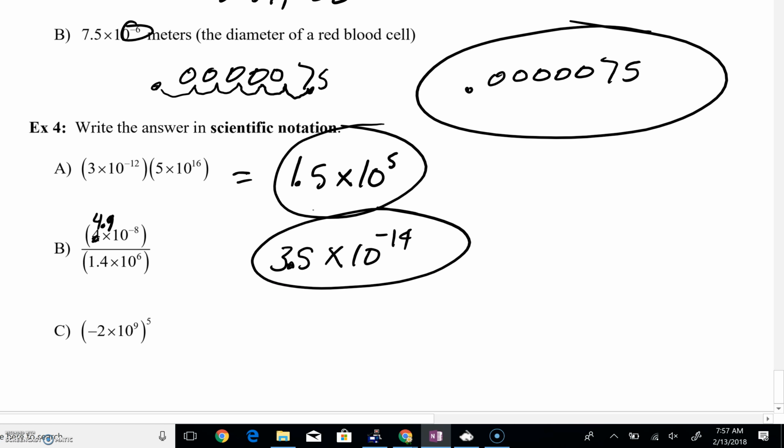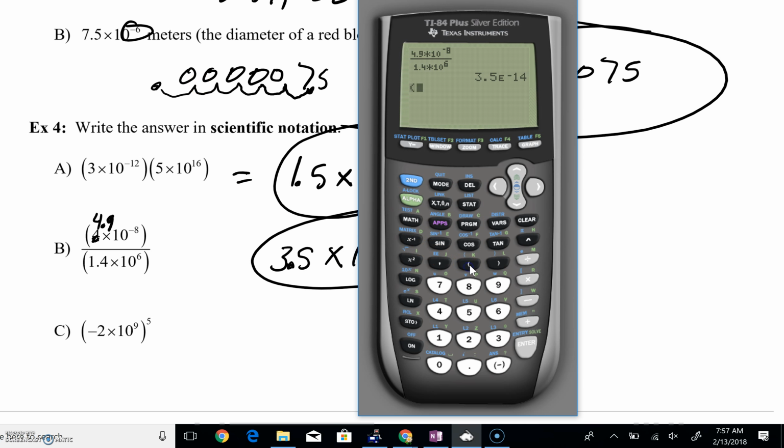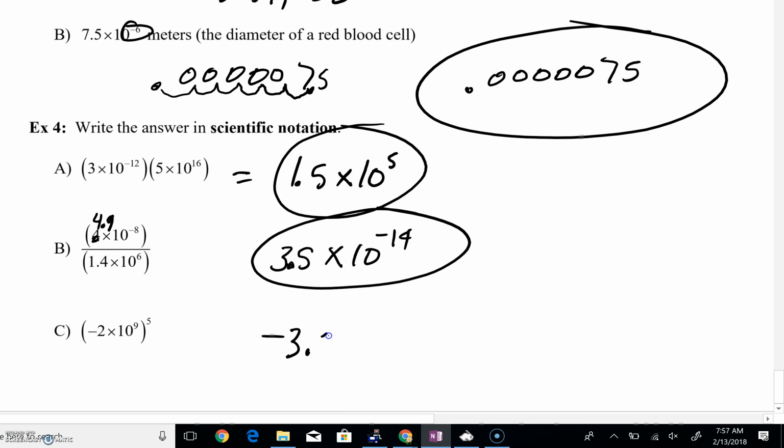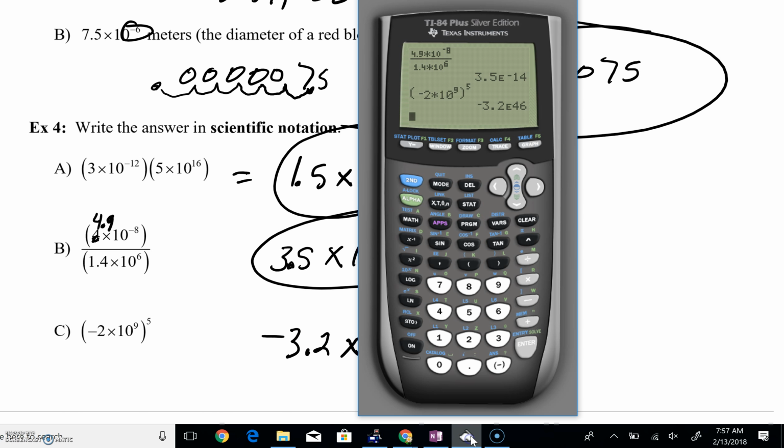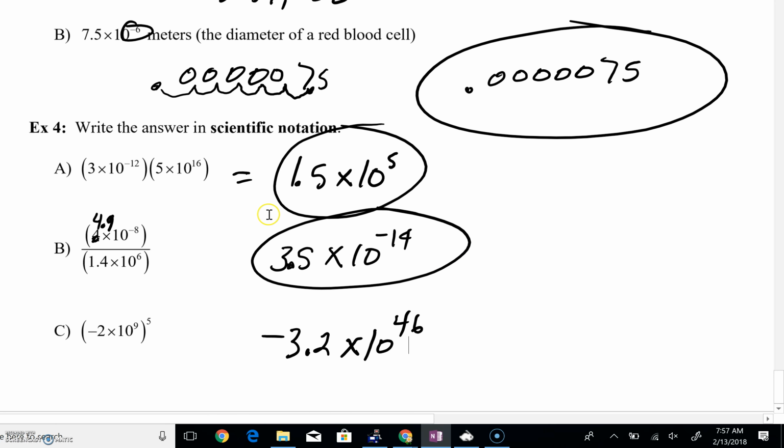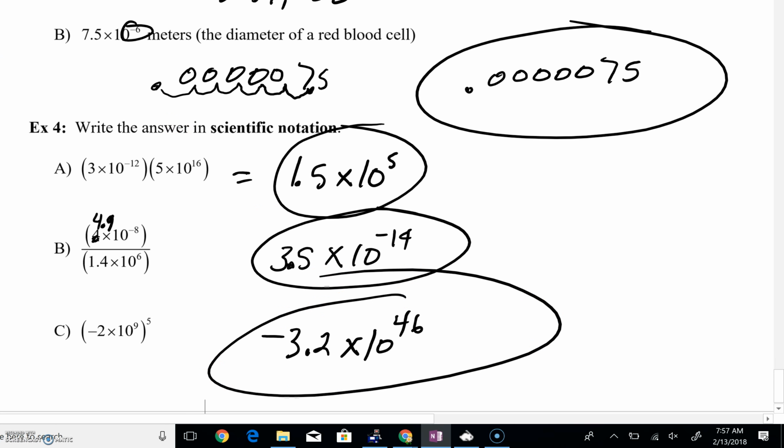Last one, and you can see how quickly you're going to be able to do these. Just make it appear exactly how it looks. Negative 2, we'll say times 10, bump it up to the 9th power. Close your parentheses, and then bump that up to the 5th. And without too much work, you'll get negative 3.2 times 10 to the 46. Okay, you can see that E there is always the way we can get help from the scientific notation. So, like I said, most of this, super short.